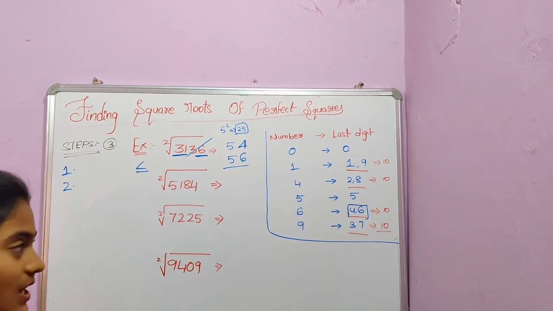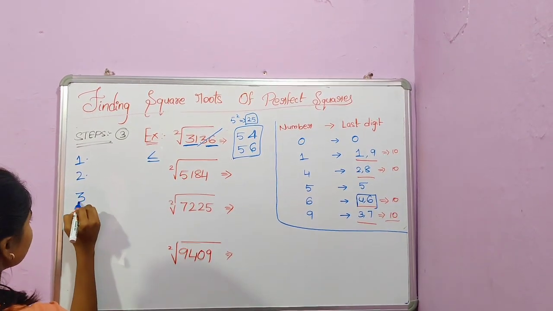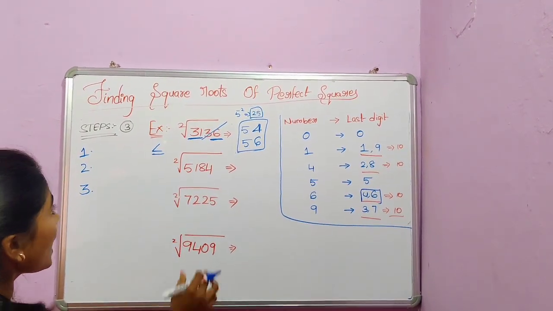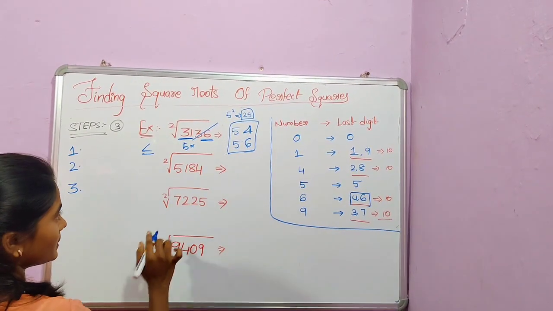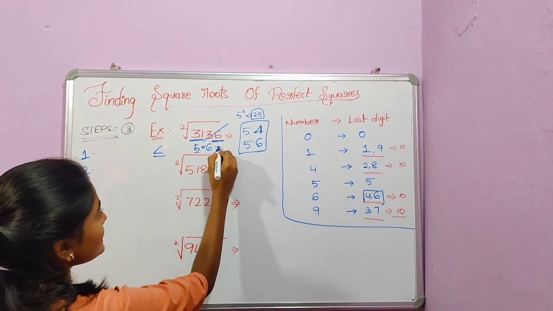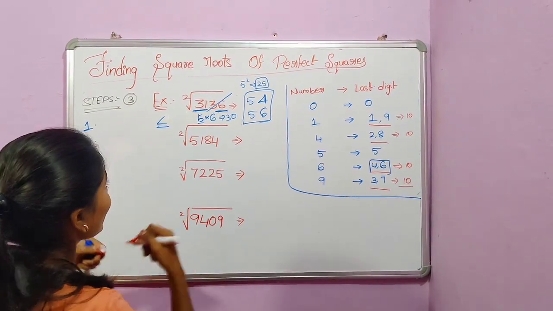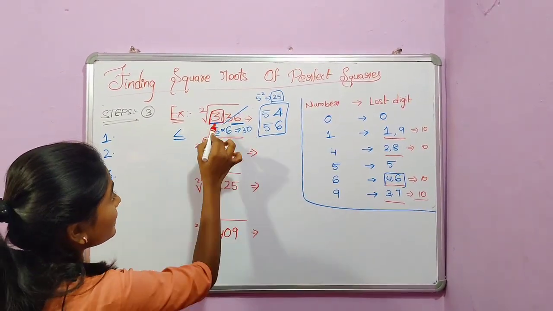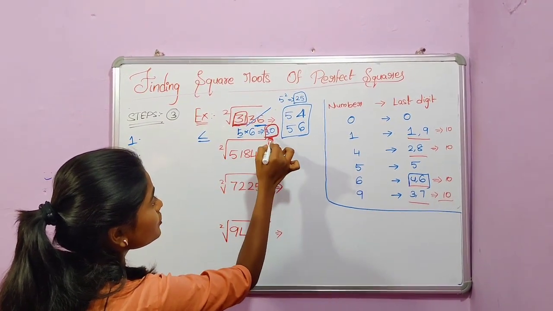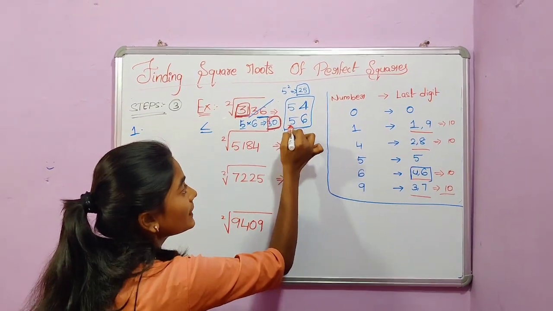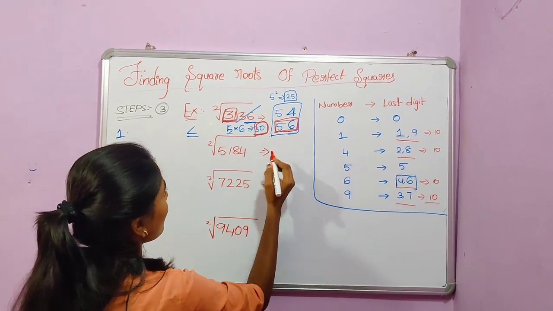And here you may have a doubt. Which one will be our answer? So use the third step. The third step is to multiply 5 with the next number. That means 6. 5 times 6 is 30. So here, if you observe carefully, 31 is our number. 31 is larger than 30, right? So our answer will also be the larger one of the two. So 56 is the answer.